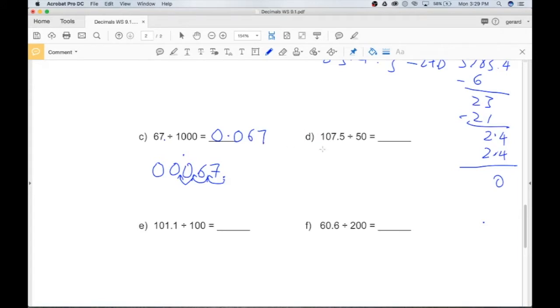Okay, let's move on to D now. Divide by 50. Tough luck, you have to get rid of the 5 first. So 107.5 divided by 5. How do we do it? Let's do this here. 107.5 divided by 5: 10 divided by 5 is 2. So then take note now, 10.